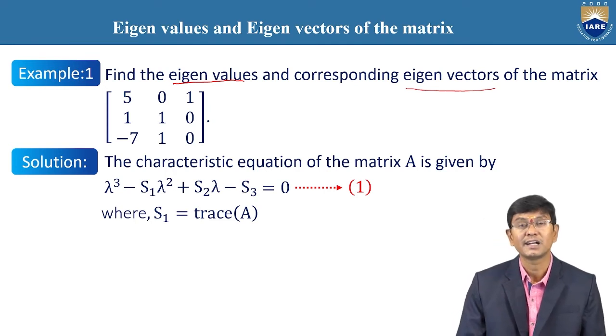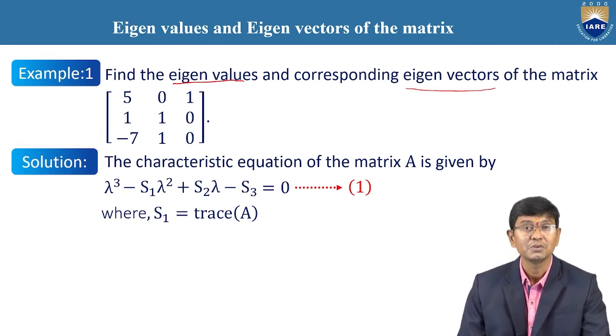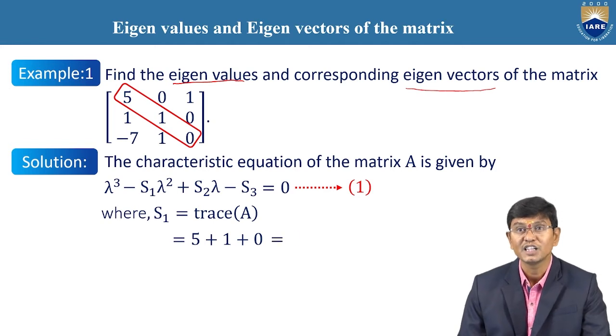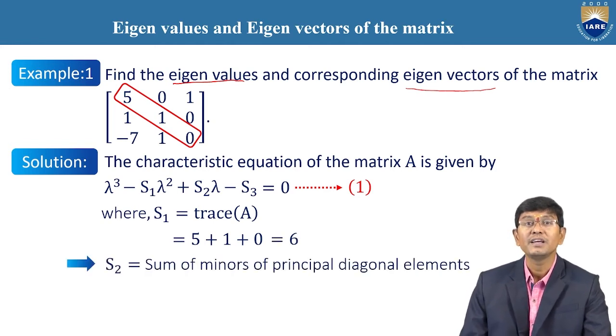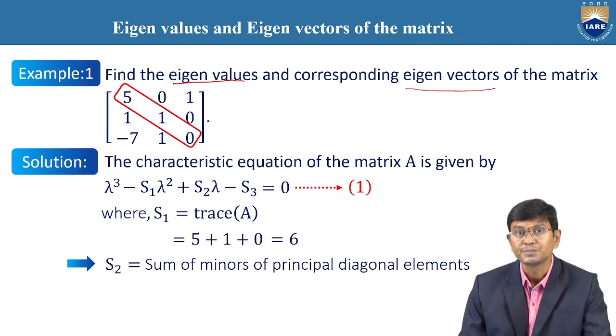In this matrix, the trace of the matrix is the sum of the diagonal elements. Here, the diagonal elements are 5, 1, 0. So S1 is nothing but 5 plus 1 plus 0. Therefore, the value of S1 is equal to 6. And similarly, we need to find S2. S2 is equal to the sum of the minors of the principal diagonal elements.